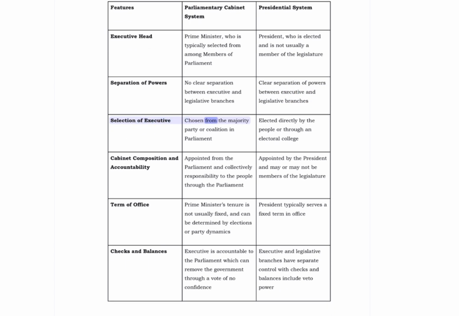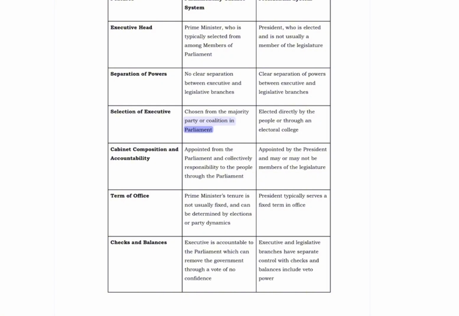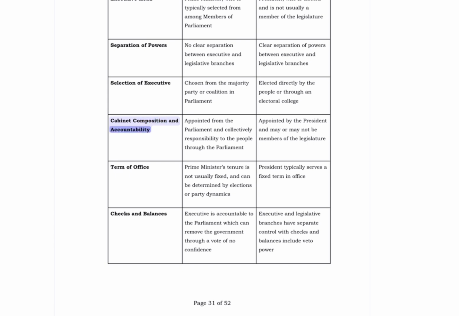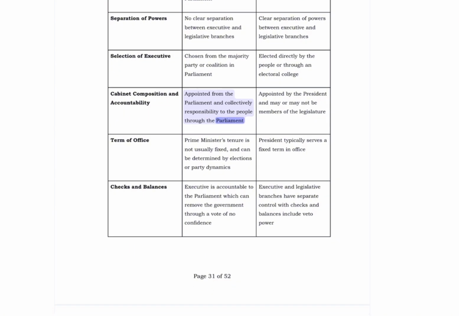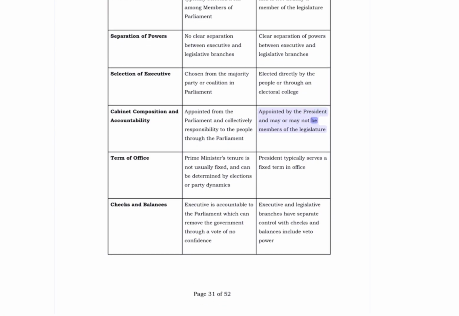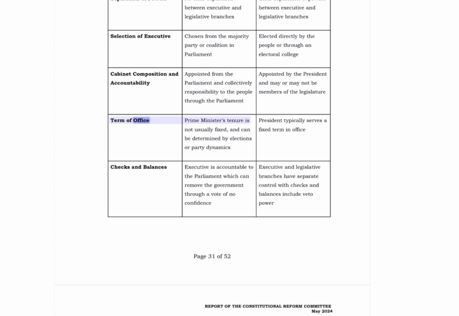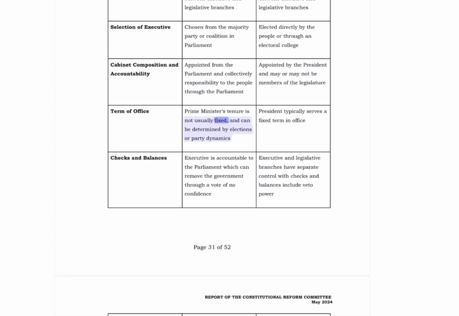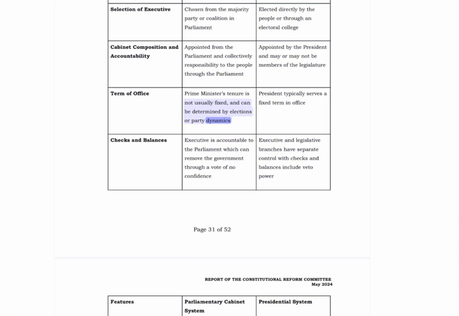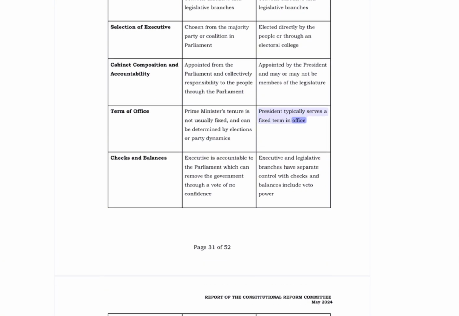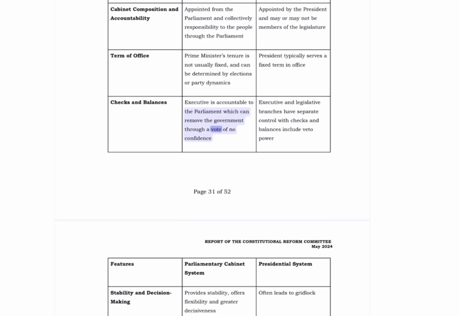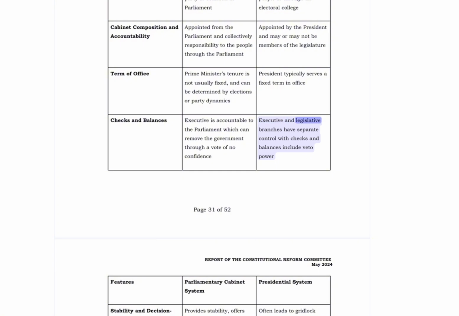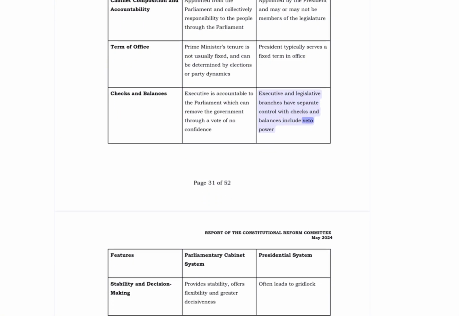Selection of executive: chosen from the majority party or coalition in Parliament; elected directly by the people or through an electoral college. Cabinet composition and accountability: appointed from the Parliament and collectively responsible to the people through the Parliament; appointed by the President and may or may not be members of the legislature. Term of office: Prime Minister's tenure is not usually fixed and can be determined by elections or party dynamics; President typically serves a fixed term in office. Checks and balances: Executive is accountable to the Parliament, which can remove the government through a vote of no confidence; executive and legislative branches have separate control, with checks and balances including veto power.